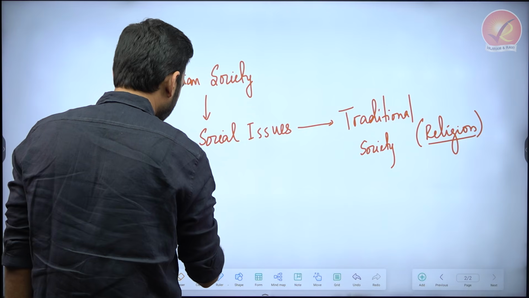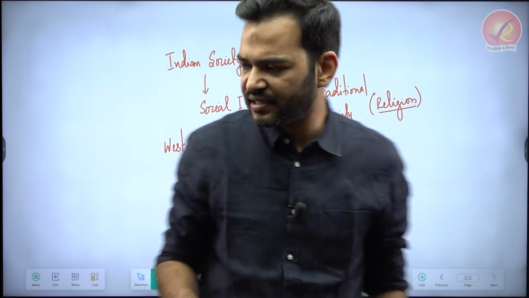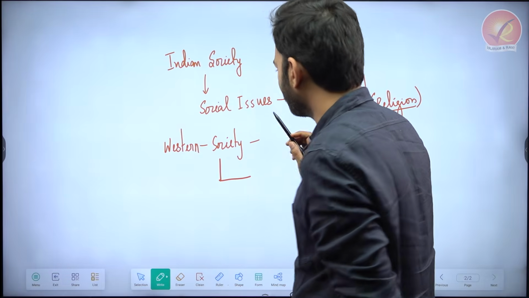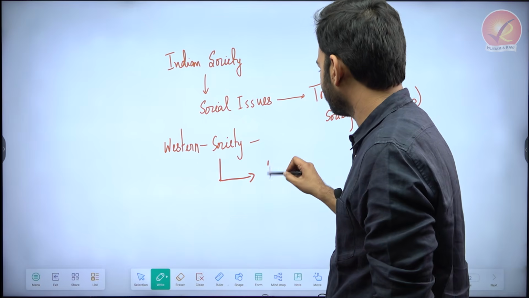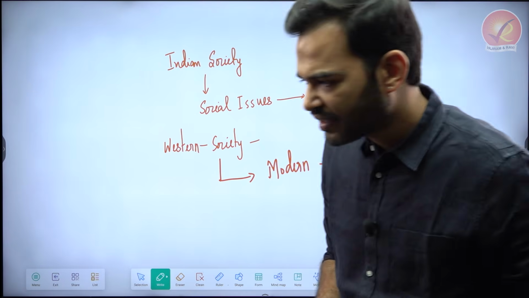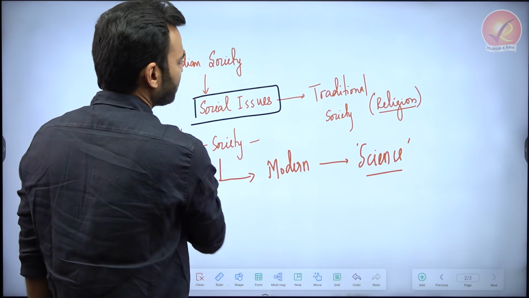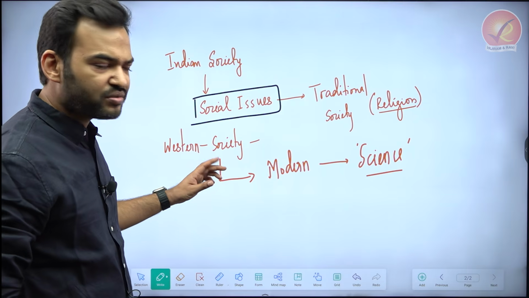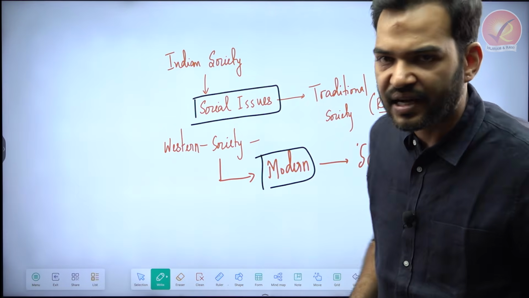While if we talk about Western societies, in Western society, which is quite different from the Indian society, the social issues are not there. They have minimal social issues, because the society there is very modern, and modern societies means people are passionate about the idea of science there. So what I want to convey to you is the topic of social issues is there in our syllabus because India is a traditional society which is strongly driven by the idea of religion, and such issues are not found in Western countries because Western countries are very modern. Modern societies means they are driven by the idea of science.